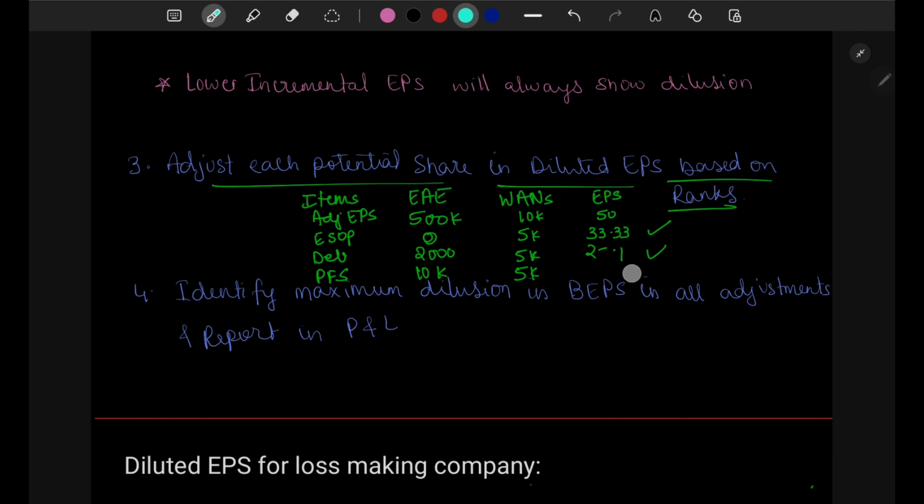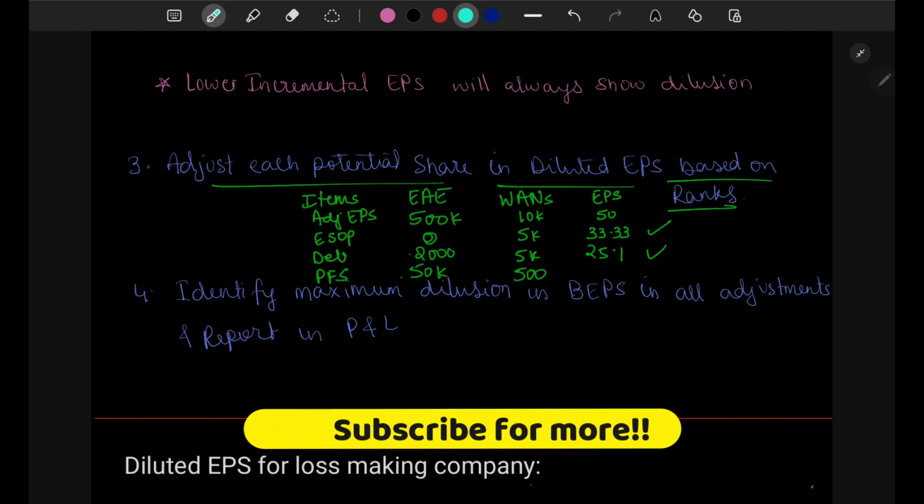For example, for this example we'll just take this potential savings as 50,000, okay. So if the potential savings were 50,000, then 5 lakh plus 2,000 plus 50,000, so 5 lakh 52,000 would be the earnings divided by 25,000. So this is coming up to 22.08, okay. We'll just have to reduce this weighted average number of shares. We'll just take this as 500 only, okay.